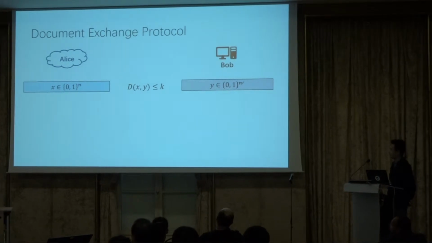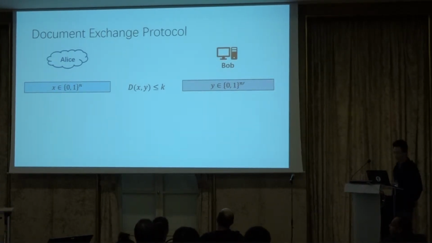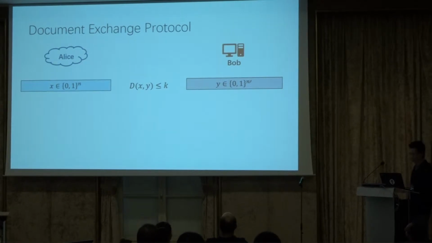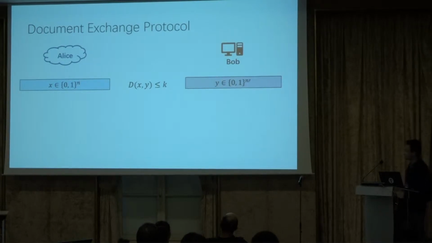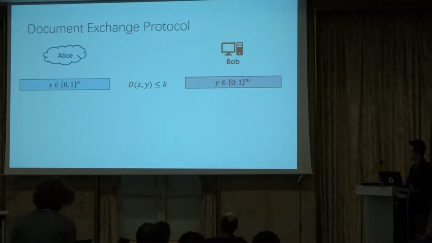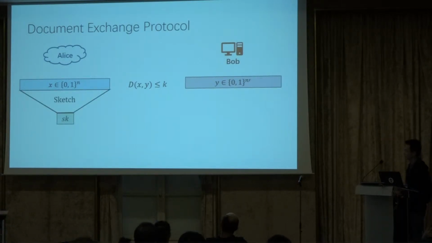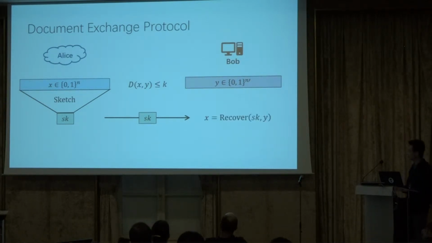Suppose there are two parties, Alice and Bob, and Alice has a string x of length n, and Bob has a string y of length n prime. And there is some generic metric that bounds the distance between x and y by some parameter k. The objective of this protocol is to allow Bob to learn Alice's string x. To achieve this, Alice first applies a sketching algorithm to her string x and obtains a very short string sk. Then Alice sends this short string sk to Bob. And Bob will use this string sk and his own string y to recover the string x.